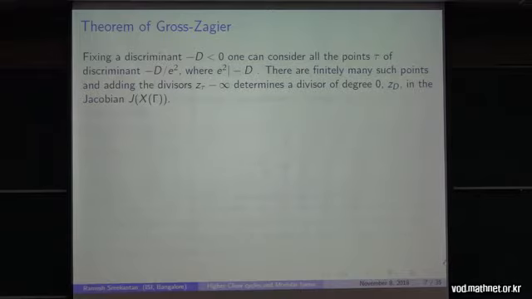Usually you take those discriminants d which are less than 0, and you take all the points tau whose discriminant is d over e squared, where e squared divides d. So you take not only d, but d divided by all these squares. If e squared doesn't divide d, d is called primitive, but you allow imprimitive discriminants. Now, there are finitely many such points on that curve x.